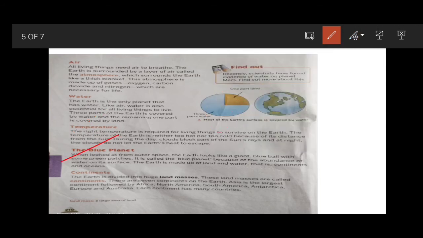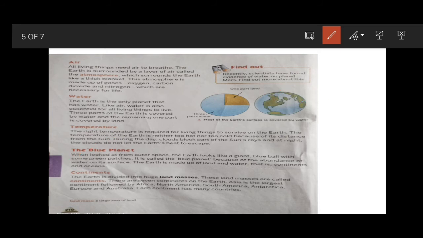Next, the blue planet. When looked at from outer space, the Earth looks like a giant blue ball with some green patches. It is called the blue planet because of the abundance of water on its surface. The Earth is made up of land and water, that is continents and oceans. So, if we look from space, how does the Earth look? The Earth looks like a big blue ball with some green patches, and the Earth is called a blue planet.